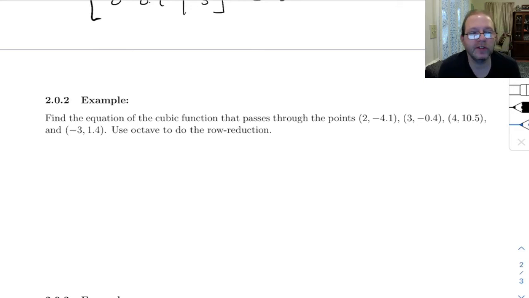Example 2.2 says to find the equation of the cubic function that passes through these 4 points here, and use Octave to do the row reduction.